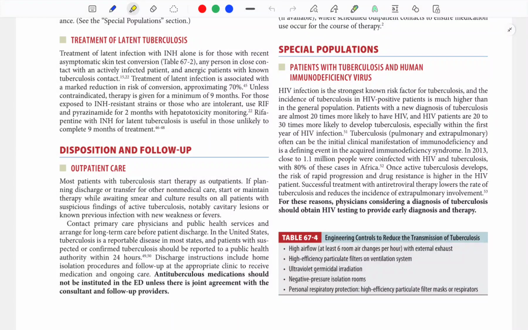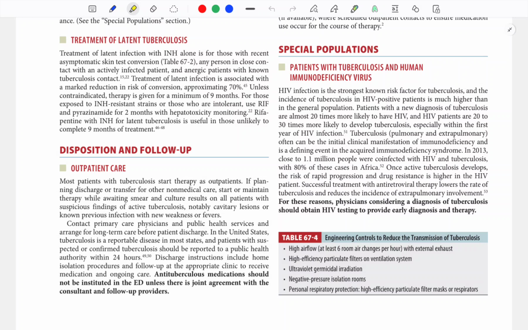Controls to reduce the transmission of tuberculosis. So what can engineers and architects do? High airflow, at least 6 room air changes per hour with an external exhaust. High efficiency particulate filters on the ventilation system. Ultraviolet germicidal irradiation. Negative pressure isolation. And personal respiratory protection like a high efficiency particulate filter mask or respirator like N95 or N99.